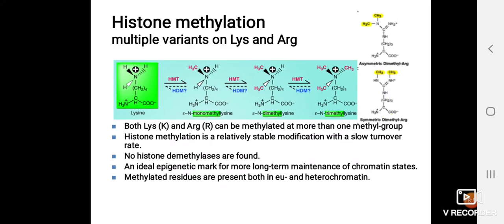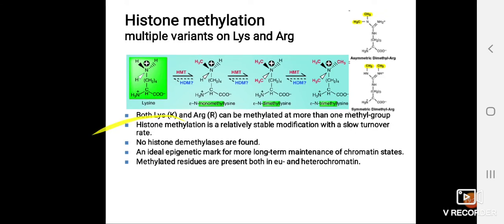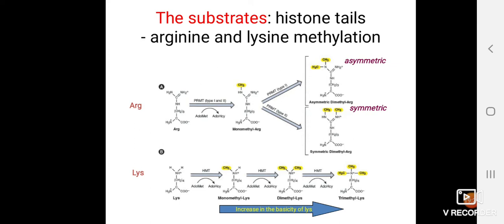Methylation is a relatively more stable modification which also protects the DNA from host DNases or restriction enzymes. It has a very slow turnover rate, and demethylases are not much found. It is an ideal epigenetic marker, and methylated residues are present in both euchromatin and heterochromatin regions. If you remember, euchromatin is the active part and heterochromatin is the inactive part.